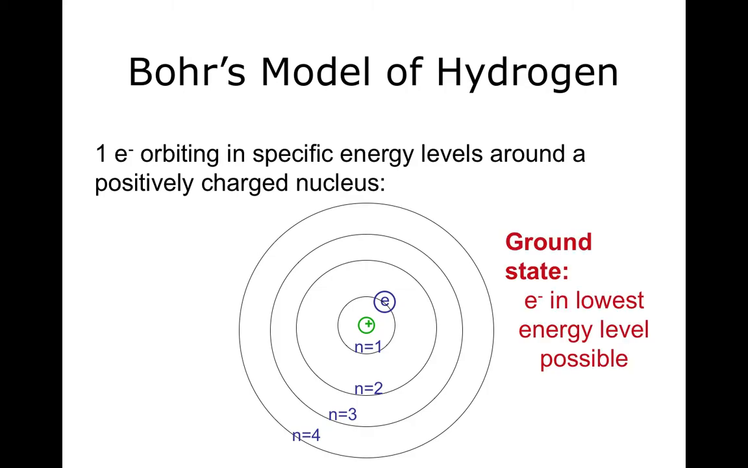The key to remember here is that the ground state is the level that's closest to the nucleus, and that's where the energy of the electron is the lowest. So it has the least amount of energy in the ground state. So when electrons fall down toward the nucleus, that means they're losing energy. Okay? As an electron jumps to the next level, it gains energy.